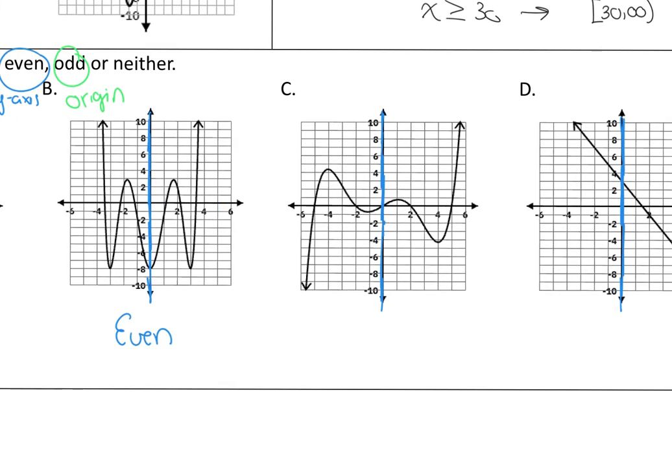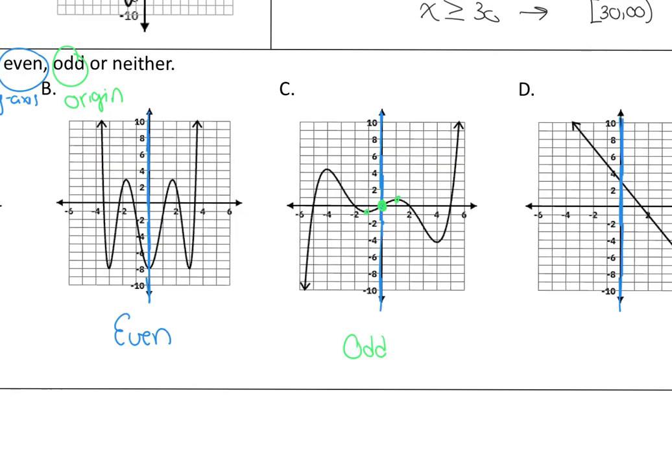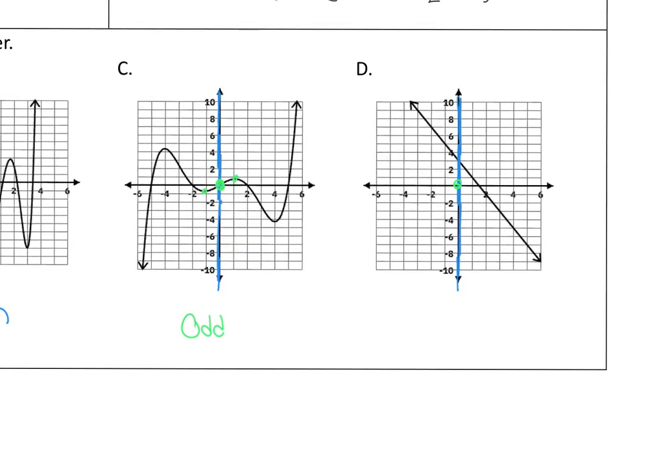Letter B we already knew was even. Letter C, origin symmetry. This dot reflected across the origin that way. That's definitely origin symmetry. So this one's called odd. Remember, odd origin, odd origin. This one, if I put a dot here, this dot did not reflect to the origin that way, so this is not odd nor even, so we call it neither.